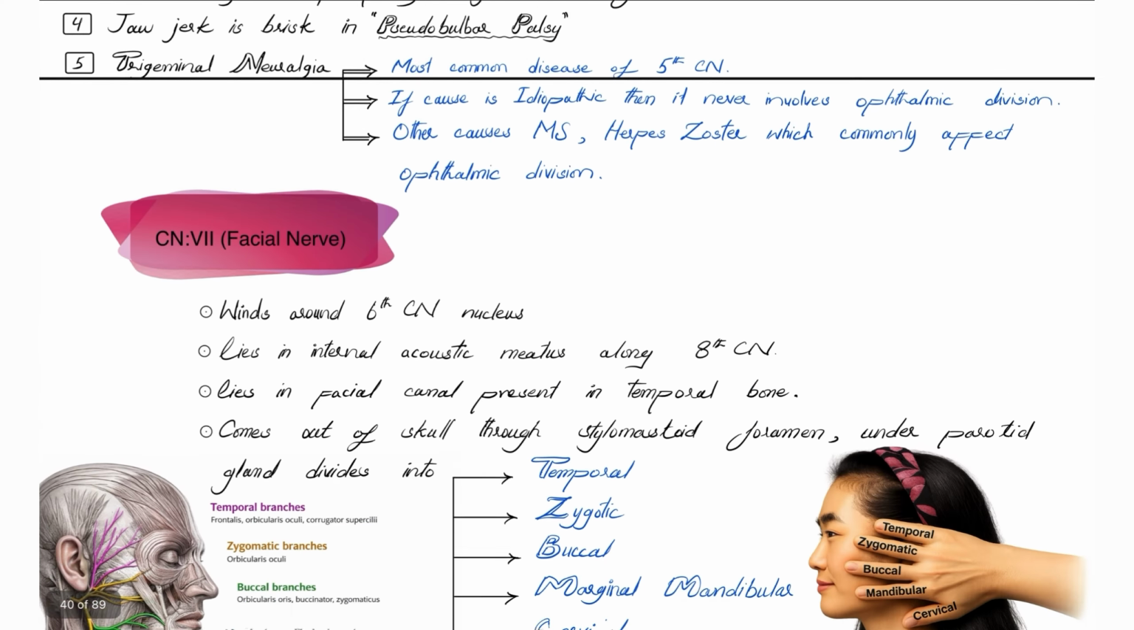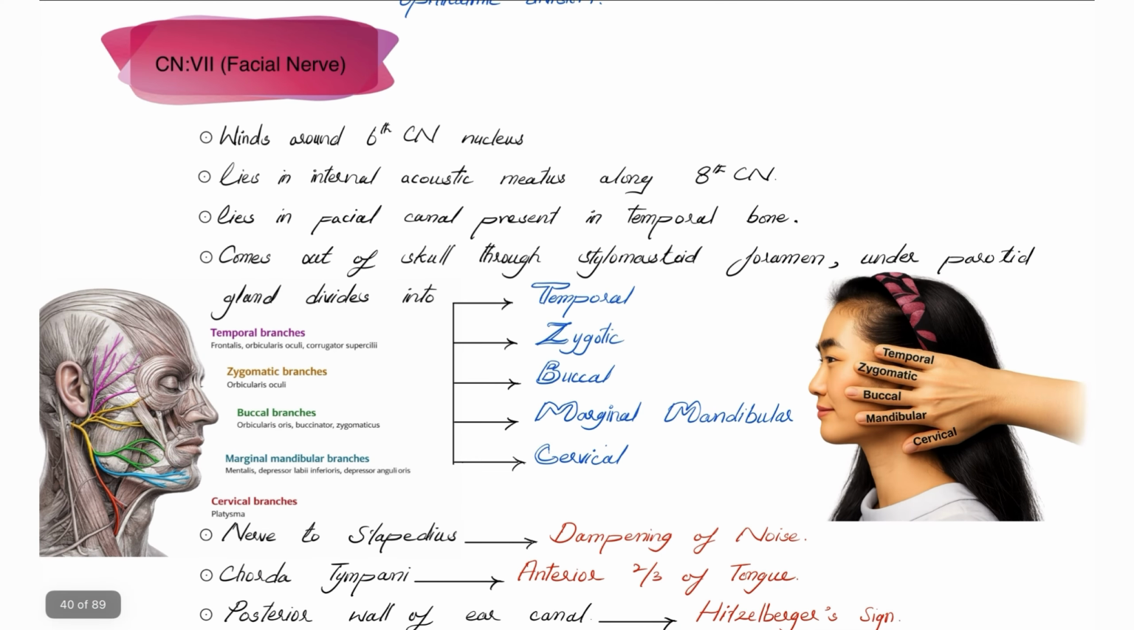Now let's talk about the seventh cranial nerve, which is the facial nerve. It winds around the sixth cranial nerve nucleus, and then goes into the internal acoustic meatus along with the vestibulocochlear nerve, then enters the facial canal, which is present in the temporal bone of the skull, and then comes out of the skull through the stylomastoid foramen. Under the parotid gland outside the skull, it divides into five motor branches: temporal, zygomatic, buccal, marginal mandibular, and cervical branches.